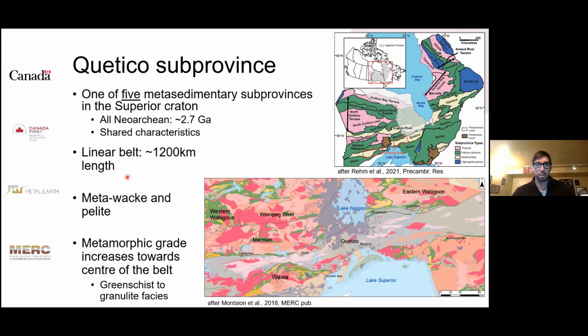It's also one of the longest metasedimentary belts in the world, covering over 1,200 kilometers from the US almost all the way to Quebec. And so it gives us a chance to look at long lateral variations along a major potential source area. And briefly, I'll mention that the metamorphic grade rapidly increases from the margins of these belts, from greenschist to granulite facies in the center of the basins.